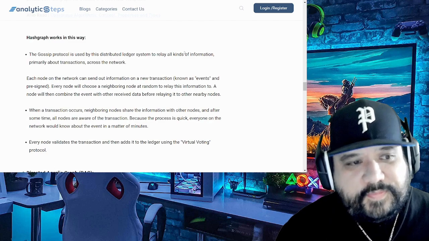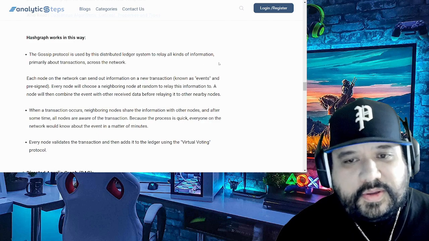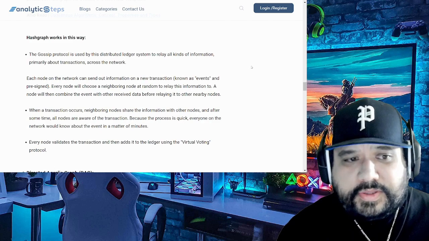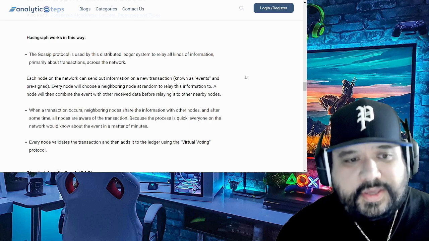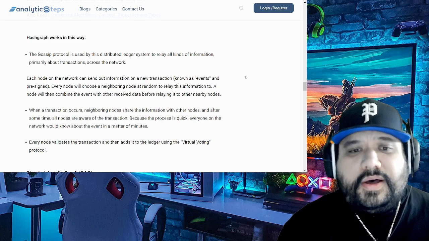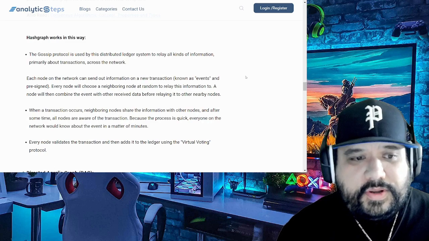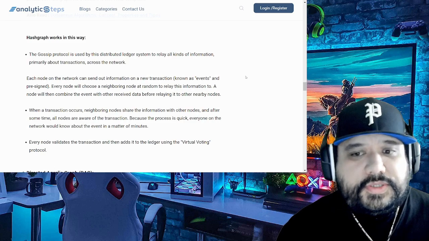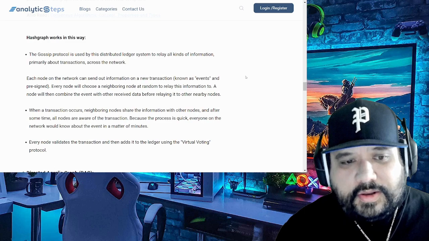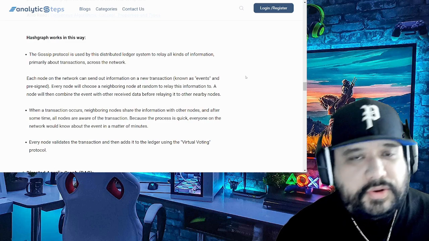So listen to this. The gossip protocol is used by this distributed ledger system to relay all kinds of information, primarily about the transactions across the network. Each node on the network can send out information on a new transaction known as events and pre-sign. Every node will choose a neighboring node at random to relay this information to. A node will then combine the event with other received data before relaying it to nearby nodes.